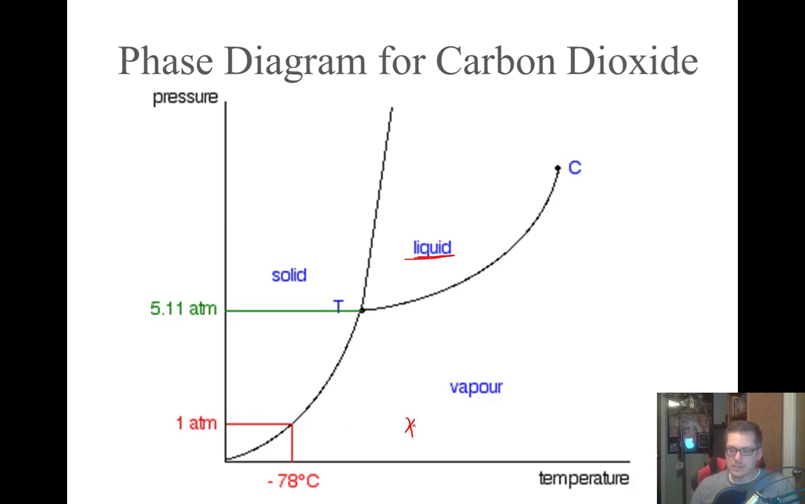Obviously, since we're over here, the rate of sublimation is going to be much, much higher than the rate of deposition, and so we start forming that gas immediately. So this is really why carbon dioxide, this shows us that carbon dioxide cannot be a liquid under these conditions, and so this is why it sublimates.